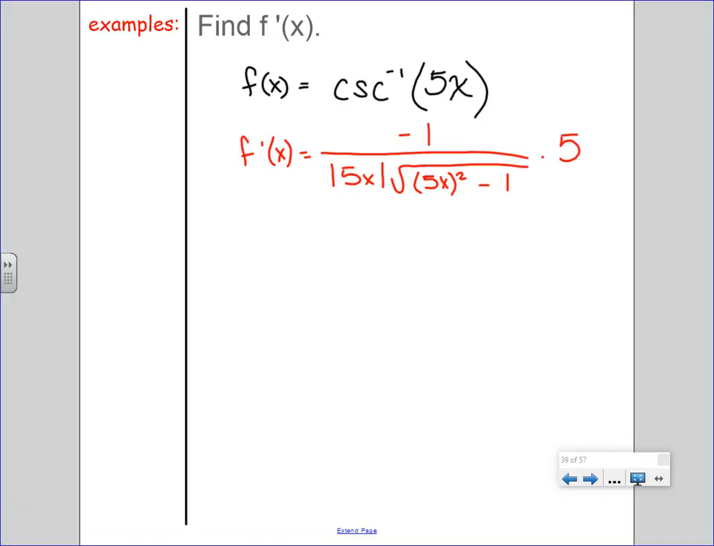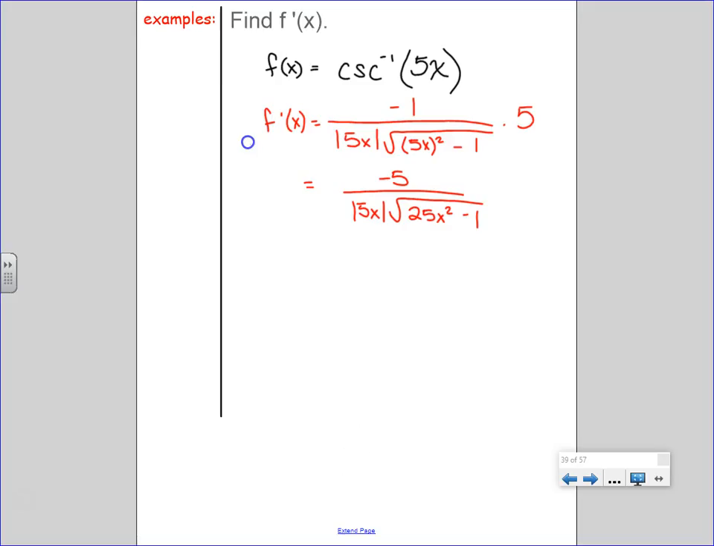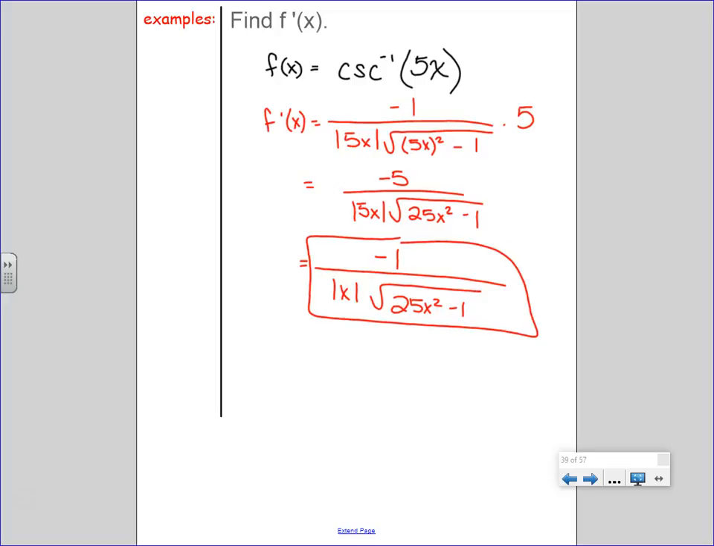Can we make it match? Remember the 5 belongs up top: 5 times -1, -5, all over absolute value of 5x times the square root of 25x squared minus 1. Struggle, would you have been able to make it match if the answer was -1 over something? Would you have known that was legal? What did I do? I canceled out the 5. Oh, but the 5 is in the absolute value. That's illegal to pull out.